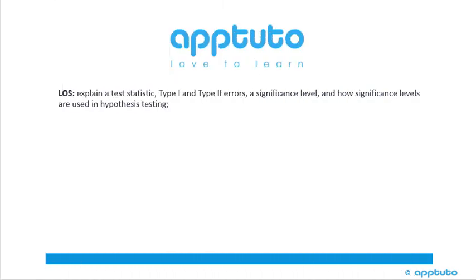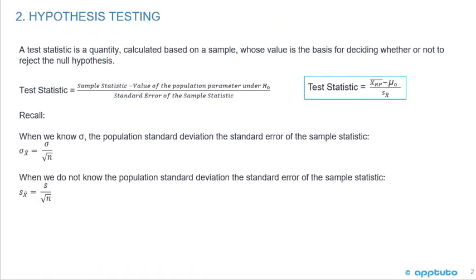This LOS is to explain a test statistic, Type 1 and Type 2 errors, a significance level, and how significance levels are used in hypothesis testing. A test statistic is a quantity calculated based on a sample whose value is the basis for deciding whether or not to reject the null hypothesis. So we'll start with this first example of a test statistic.